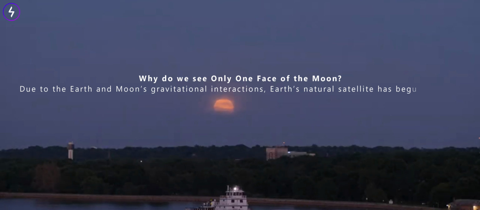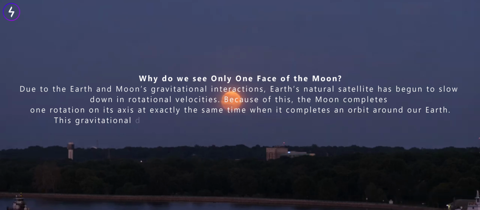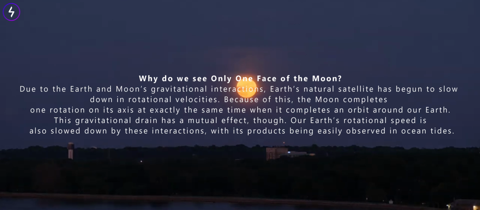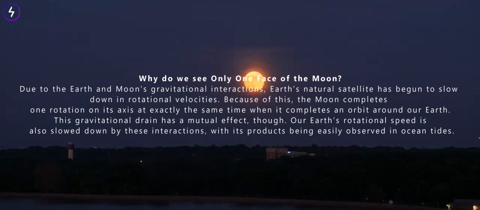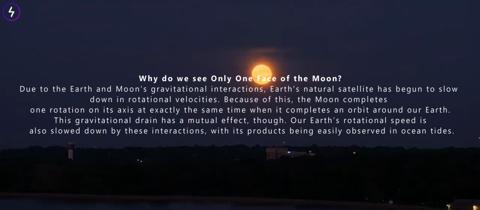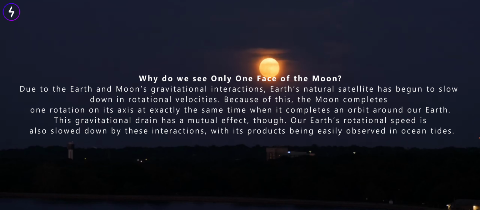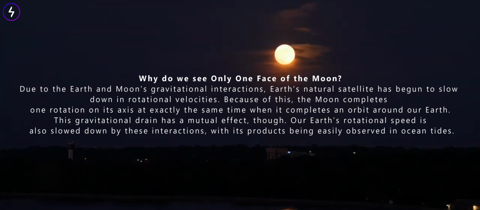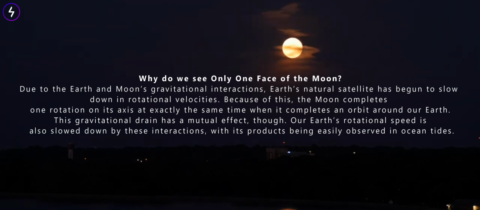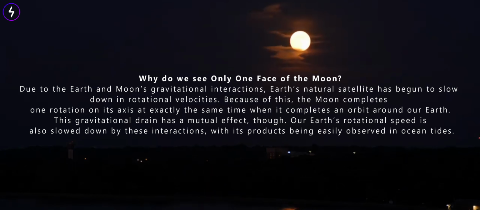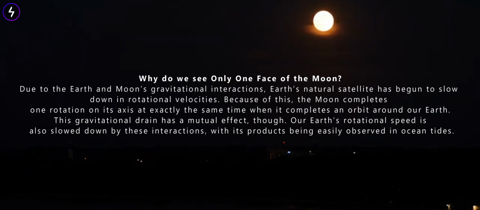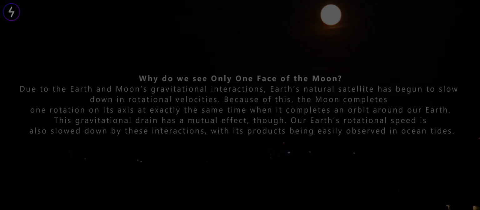Why do we see only one face of the moon? Due to the Earth and Moon's gravitational interactions, Earth's natural satellite has begun to slow down in rotational velocities. Because of this, the moon completes one rotation on its axis at exactly the same time when it completes an orbit around our Earth. This gravitational drain has a mutual effect, though. Our Earth's rotational speed is also slowed down by these interactions, with its products being easily observed in ocean tides.